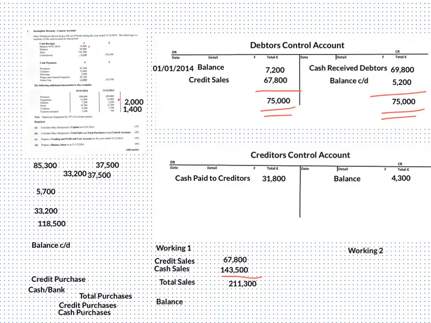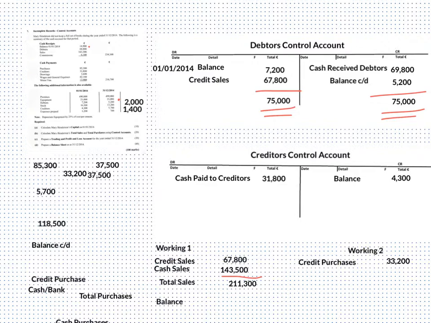In order to find that figure, we need to see what our credit purchases is. How we calculate this figure is we bring the 1,400, the increase in creditors, and we just need to add that to the total paid to creditors. So 1,400 plus 31,800 equals 33,200. So the credit purchases figure is actually 33,200.